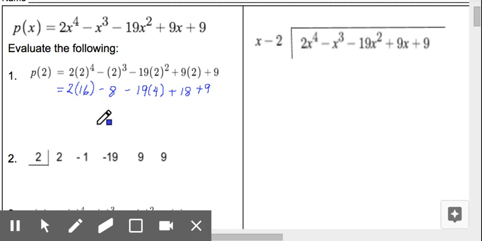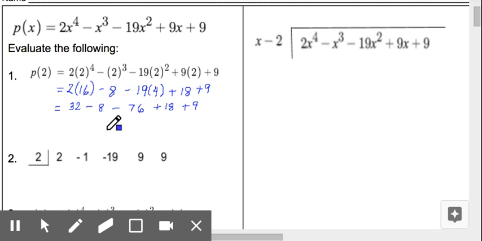So now we have the following operations. Here, multiplication, then subtraction, multiplication, addition. So again, we're going to use PEMDAS. And so we have to multiply first before we do any addition and subtraction. So here's 2 times 16. We have to do this first, and that's going to give us 32. Then minus 8. Now I need to multiply this. 19 times 4 is 76, so minus 76. And then I'll just bring down plus 18 plus 9.